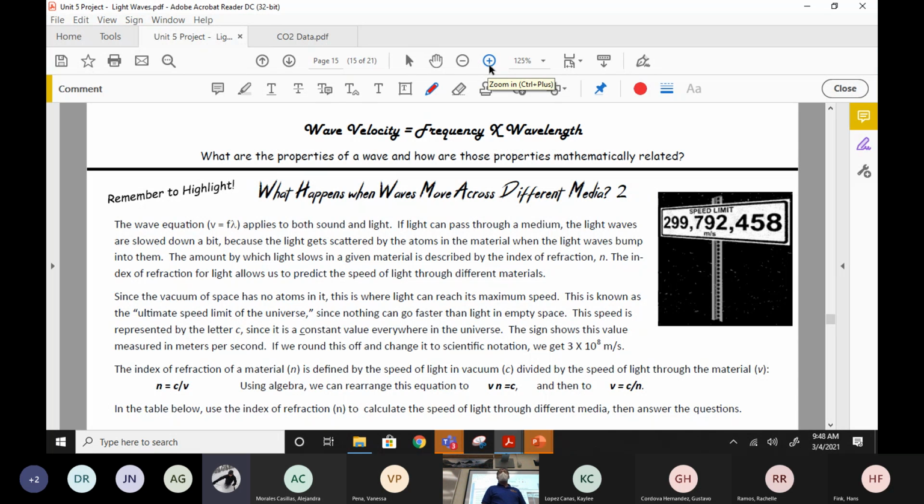Okay? And yet it still takes 8 minutes for light to get to us from the sun. And the closest star besides the sun is like 5 light years away. That means it takes the light from that star 5 years to get here. Some stars are even further away than that. For example, there might be a star that is 100 million light years away. That means it takes light from that star 100 million years to get here.